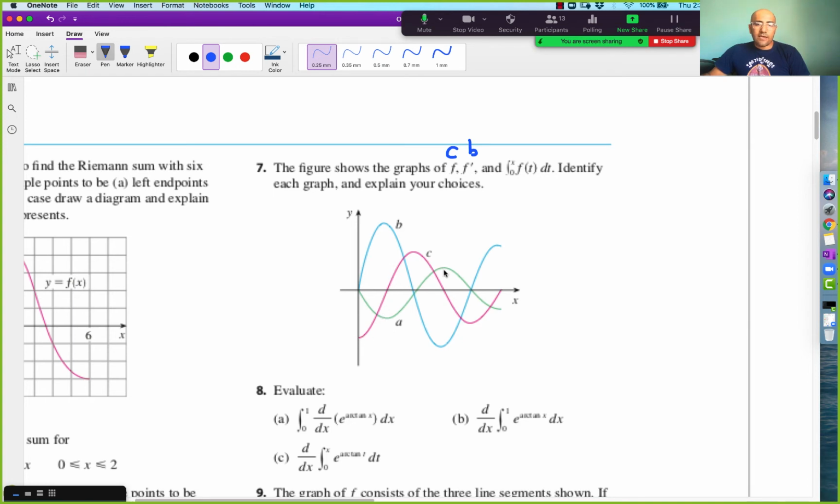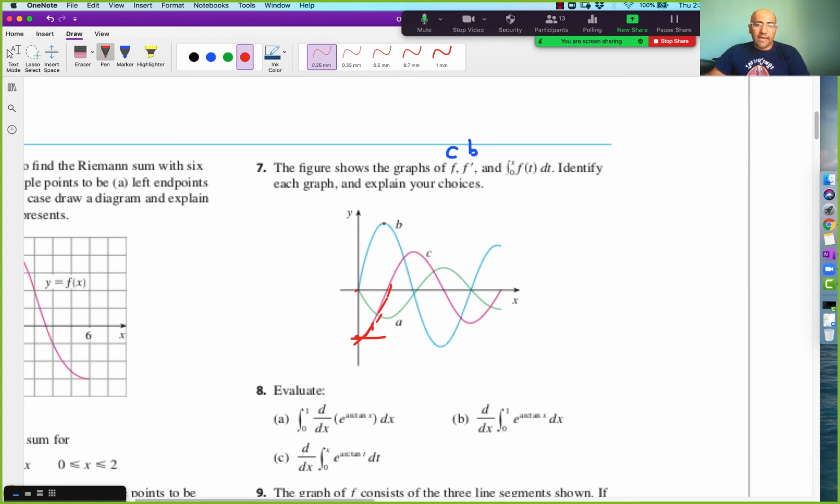So if this is the actual function, and I'm thinking of the derivatives, the slopes of the tangent lines, they start off at 0. Yeah, C. So they start off at 0, and that's where B starts off at 0. And then I get slightly more positive, more positive, more positive, right? And that's what's happening here.